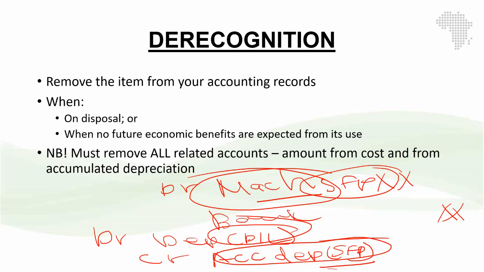I cannot use this asset anymore. I sold it, I disposed of it, the building burned down, the vehicle was written off in an accident, whatever the reason was in the scenario, that asset must be removed from my financial records. I can't simply go and say I'm going to credit machinery with the balance of the carrying amount. I need to take out these different accounts separately.